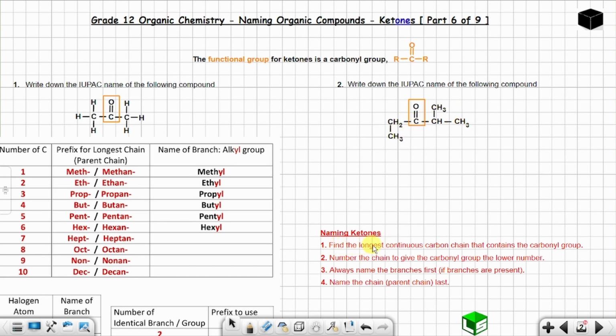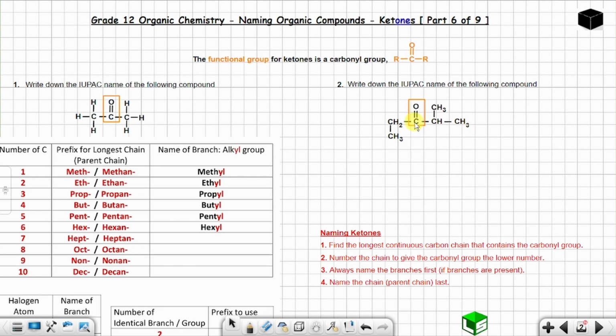Now, your longest continuous carbon chain that contains the carbonyl group will be 1, 2, 3, 4, 5. You can take this one. And then you are going to number the chain to give the carbonyl group the lower number. If you start from this side, you are going to have the carbonyl group on carbon number 3. If you start from this side, you are going to have again the carbonyl group on carbon number 3. So which one is the correct one? Like this or like this?